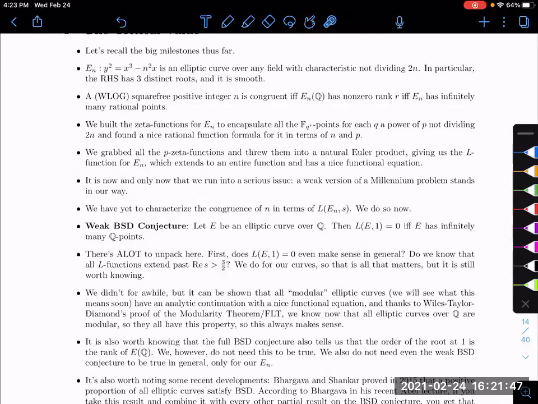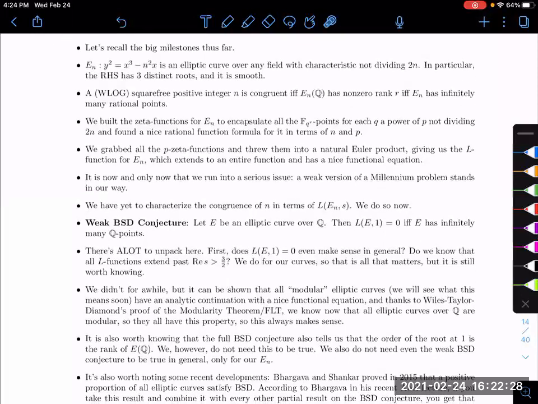But what we did know was that every so-called modular elliptic curve, and we'll see what that means later, had an analytic continuation with a nice functional equation. But thanks to Wiles, Taylor, Breuil, and Diamond, and the modularity theorem, the theorem that led to the proof of Fermat's last theorem, we now know that every elliptic curve over Q is one of these modular elliptic curves. So that means every single elliptic curve over Q has an analytic continuation. So L of E, 1 always makes sense. So asking whether or not L of E, 1 is 0 makes sense now. We know this. Okay.